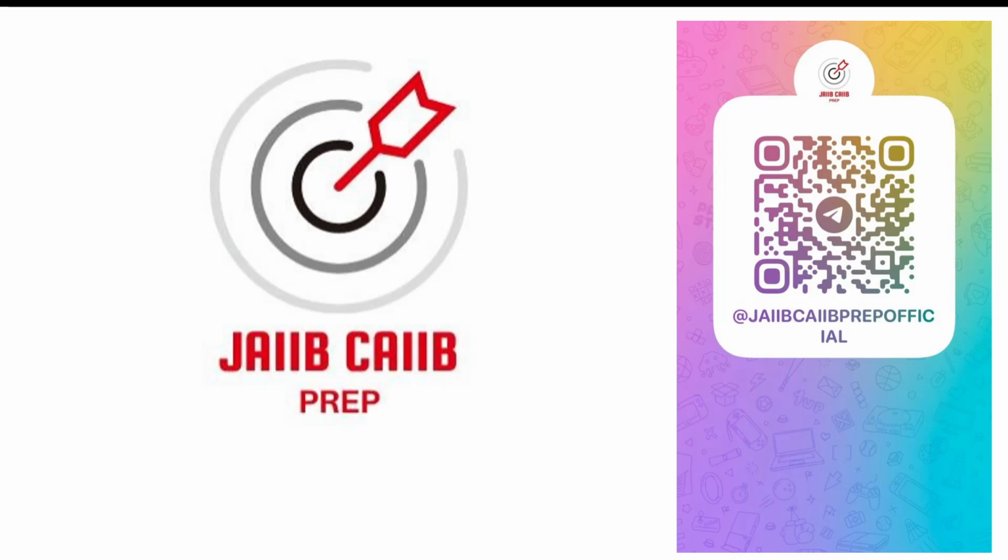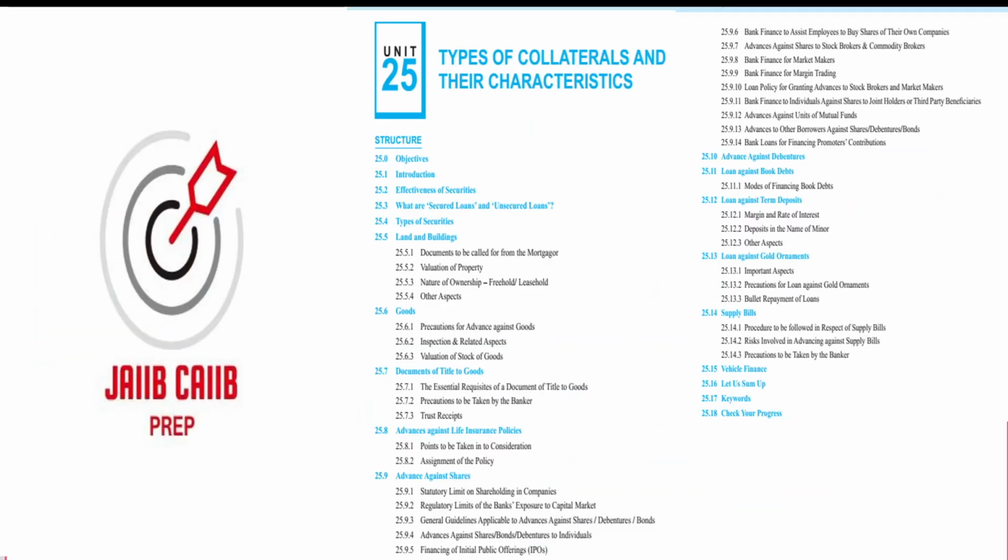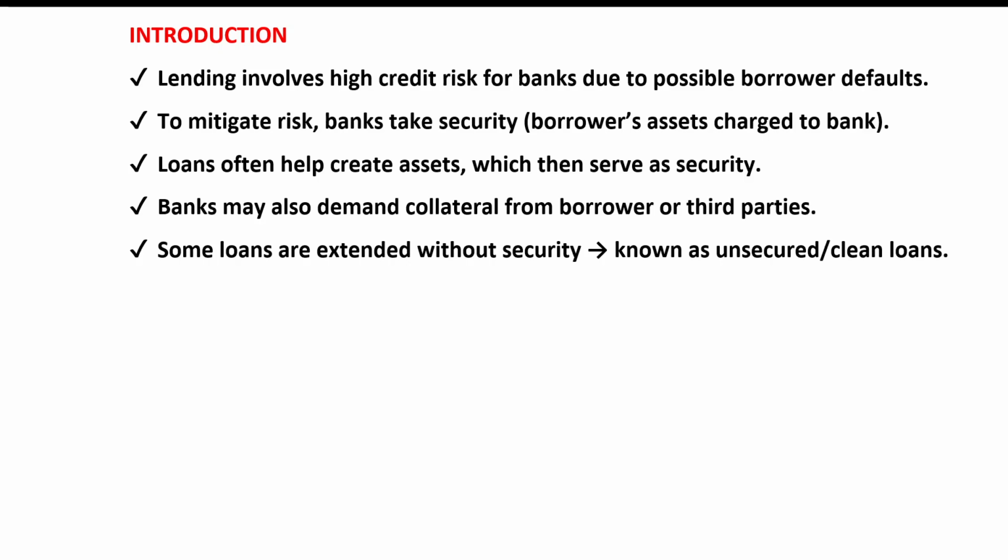In today's video, we'll discuss unit number 25, types of collateral and their characteristics. In this video, we'll understand different types of securities like land and building, loan against goods, types of shares, how a person can get a loan against shares, LIC, gold loans, term deposit loans, supply bills, vehicle finance. We'll do some practice questions in the end. So without further ado, let's start today's video.